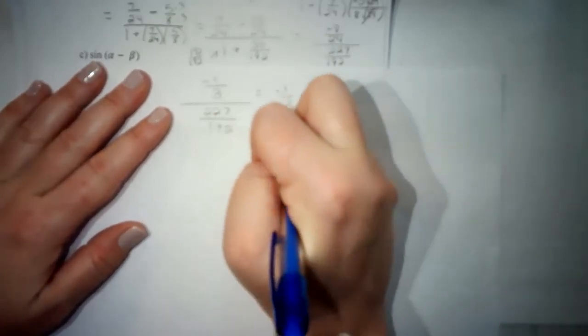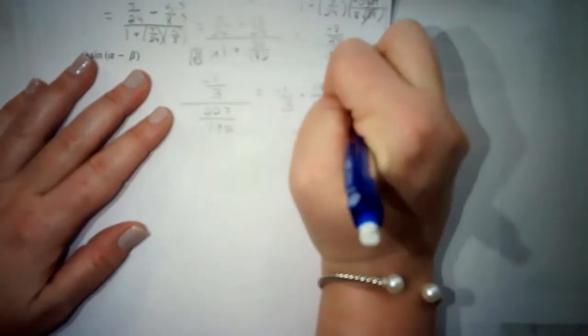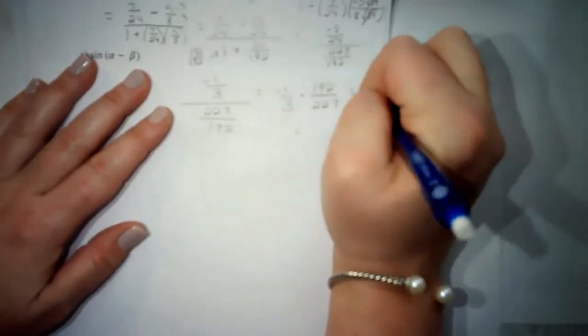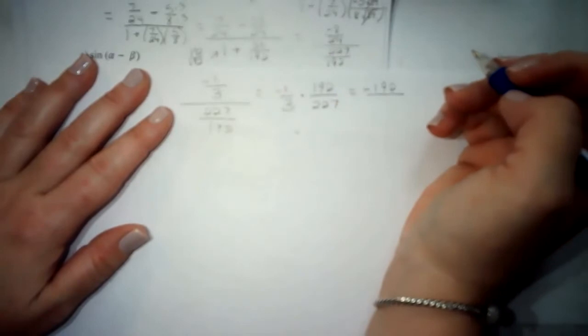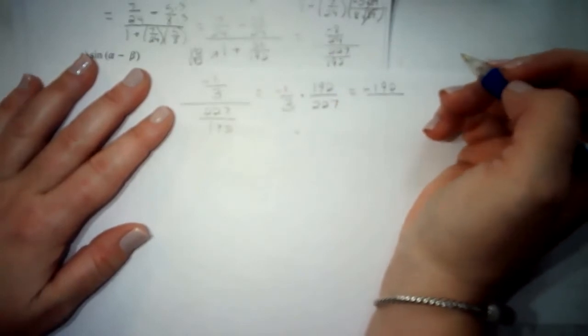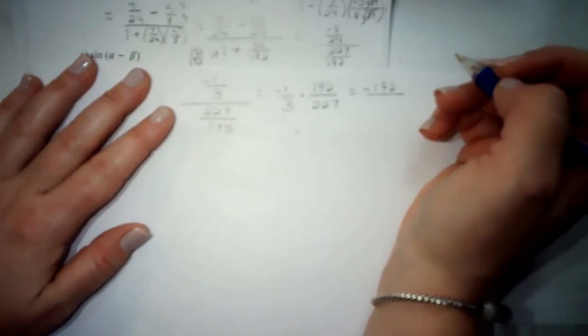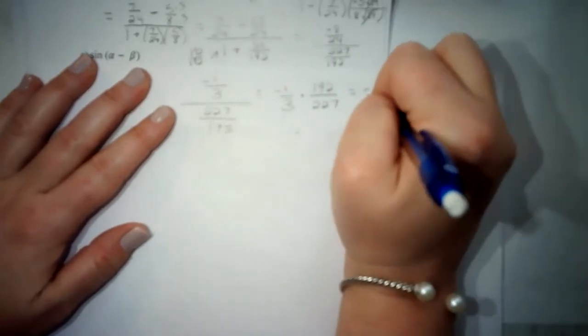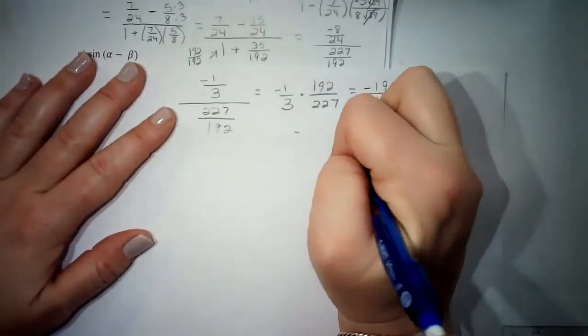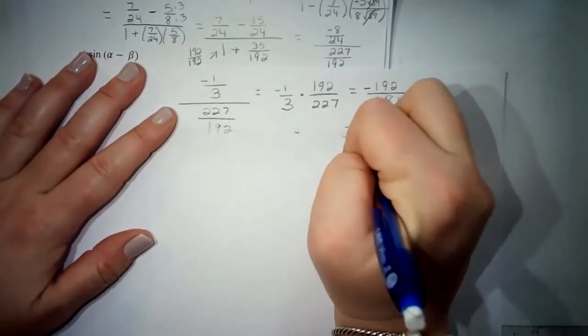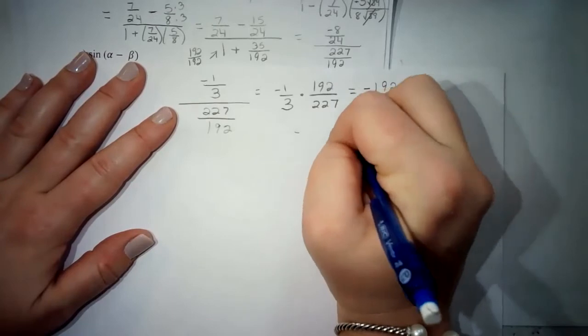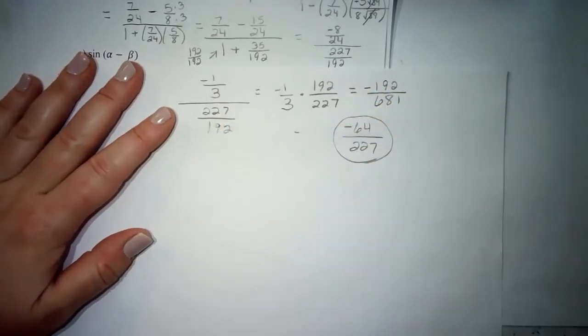So if I keep going and just multiply straight across, I'm going to get negative 192 over, I don't know what 3 times 227 is, because I reduced. 681, thank you. Okay, it's always a good idea to check and see if anything can be pulled out. You can reduce this if you divide top and bottom by 3, and you're going to get negative 64 over 227. And that's the end.